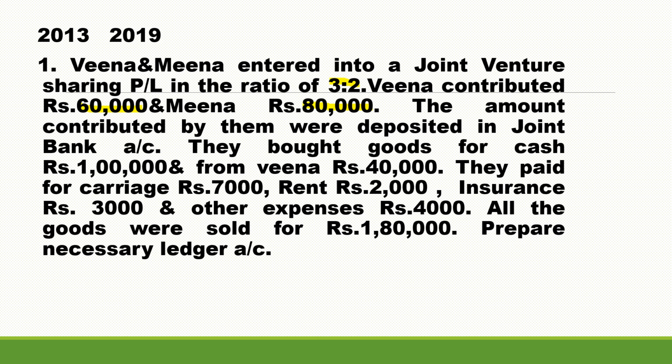It's called capital. As said in the previous video, all transactions will come at two places. What are the transactions that come at two places? Here in this case, capital: one, it will come in capital account, other is joint bank account.